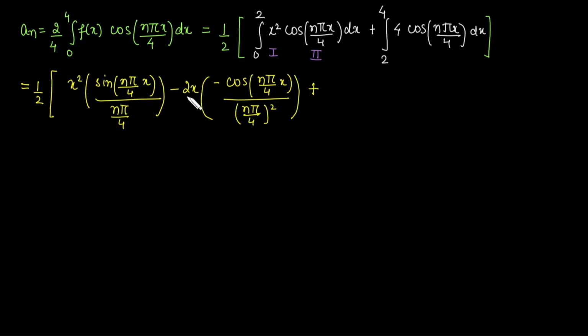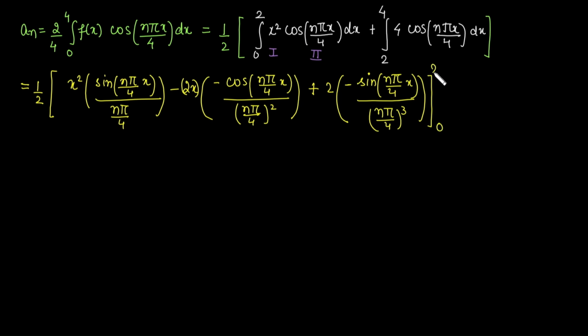Plus derivative of this term is 2. Integration of cos, that is sine n pi by 4 into x divided by the coefficient of x, and that coefficient is already there but 2 times, so we can write n pi by 4 cube, and this negative sign is as it is. Derivative of 2 is 0, so there is no need to take the next term.